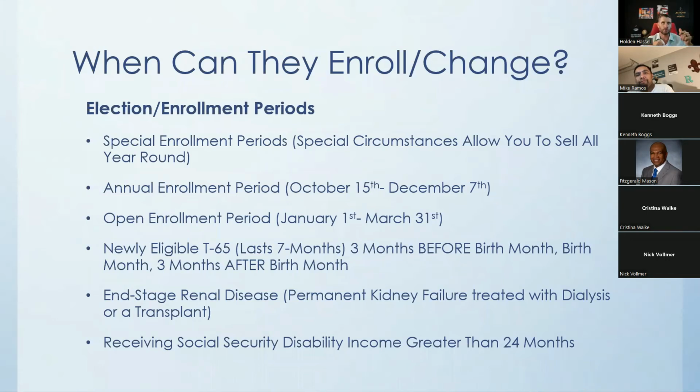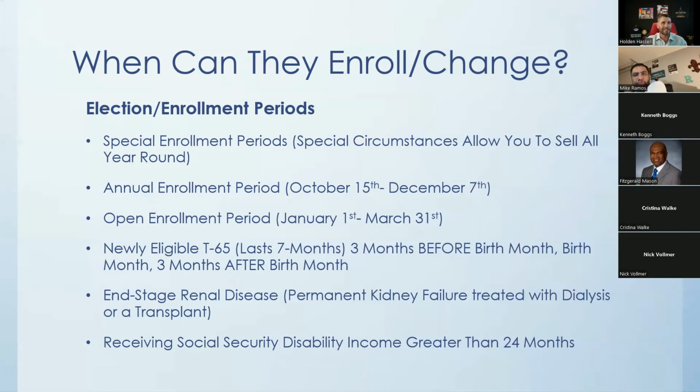So AEP, the annual enrollment period, is October 15th through December 7th. Open season, the open enrollment period: if you have a Medicare Advantage plan, you can make one change during that time frame, between January 1st and March 31st. One change if you have a Medicare Advantage plan.